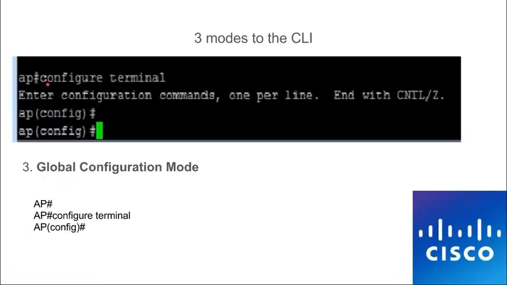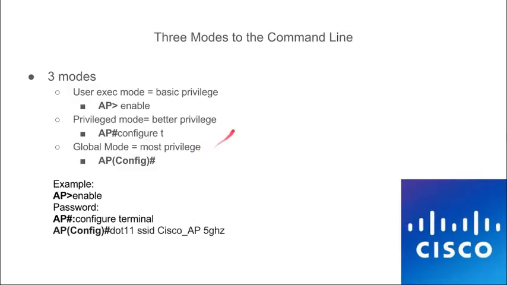Once you're in privilege mode, type in config terminal or config T, and it will get you into global configuration mode, which we're going to use to configure it. So just to reiterate, three modes: type in enable, config T, and you will get there.